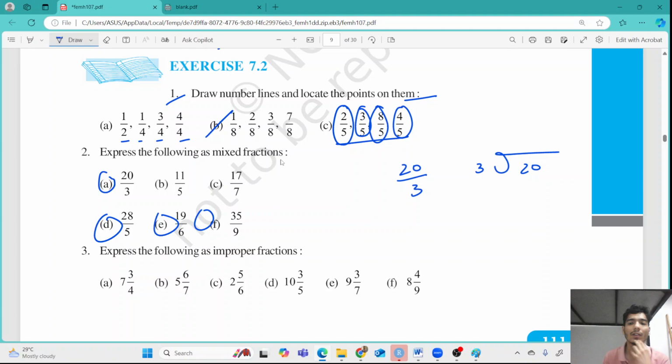3 5 are 15, 3 6 are 18, 2 will be left as a remainder. Now the important point is this 3 will come as denominator again, so I'll just write it down here. 3 I'm multiplying by 6, so 6 will come here and 2 will come on the top, the one which is remaining as a remainder. Okay, so 6 2/3 will be the answer for 20/3.